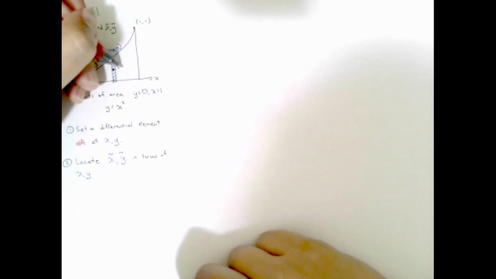The coordinates of this centroid, I'm just going to draw it here. The coordinates of the centroid of this tiny rectangular element are X squiggly, Y squiggly. But we want to express these X squiggly and Y squiggly as functions of this point X and Y. So in other words, how is this X squiggly coordinate related to this X coordinate? How is this Y squiggly coordinate related to this Y coordinate?